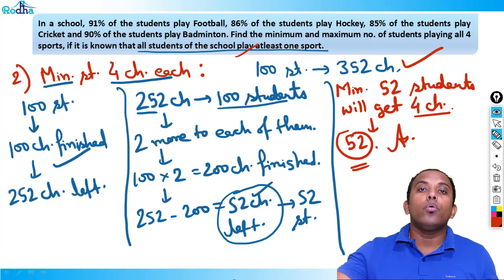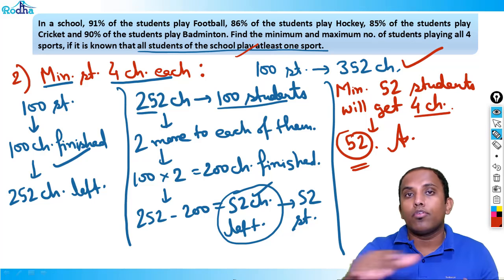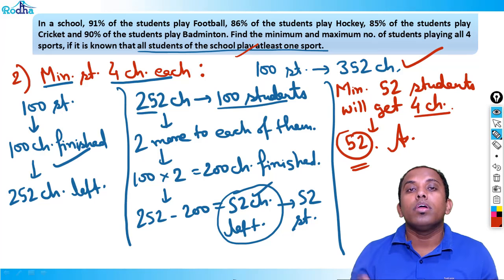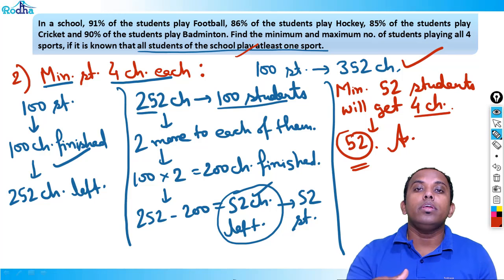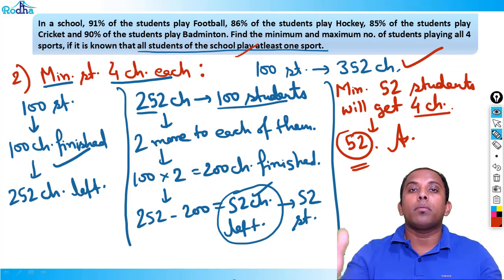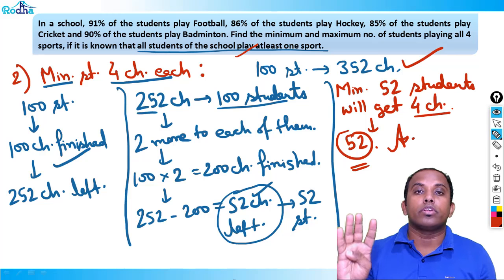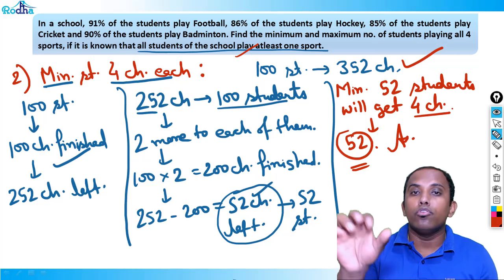I have to give the maximum number of people 4 chocolates. They all have got 1 chocolate each now, so now I can give maximum 3 more. If I give 3 more, 252 by 3 is 84. That means 84 people at the maximum can get 4 chocolates each. So the answer for the first part was 84 for maximum.